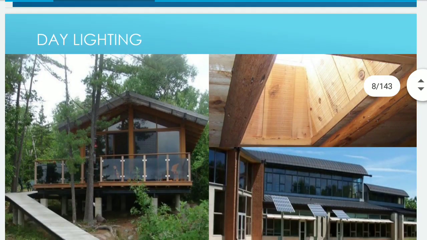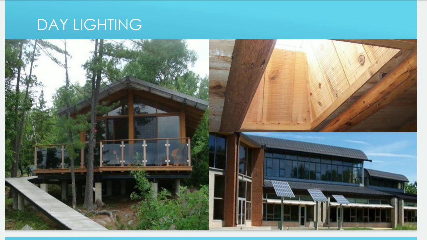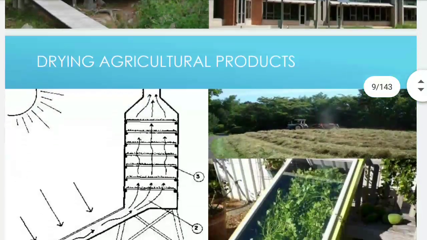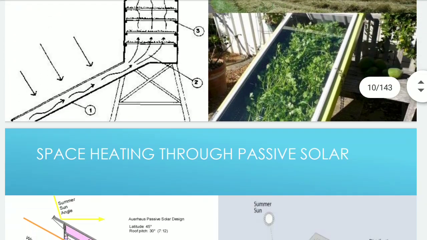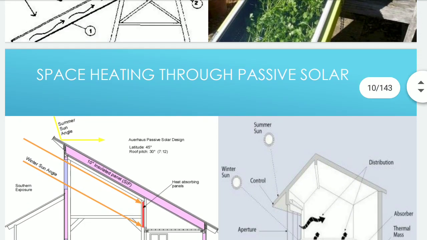Daylighting: you see residential houses, buildings, commercial industry, offices. The large glass is used for efficient use of solar energy for lighting in the day, and we use electric energy only in night time, so we use solar energy efficiently. Drying agricultural products, water tank, vegetables. You see this PPT. Space heating through passive solar.